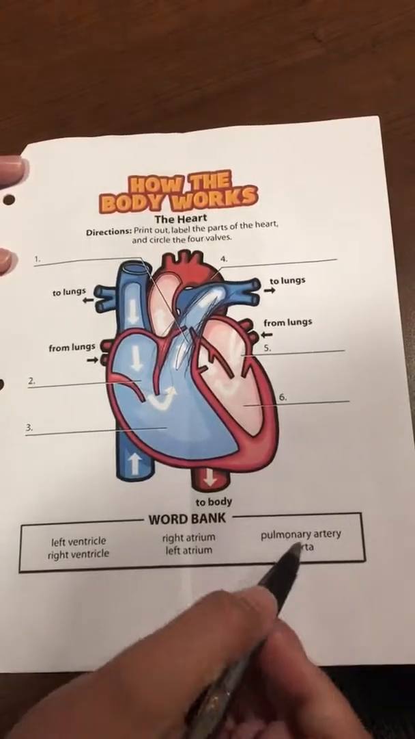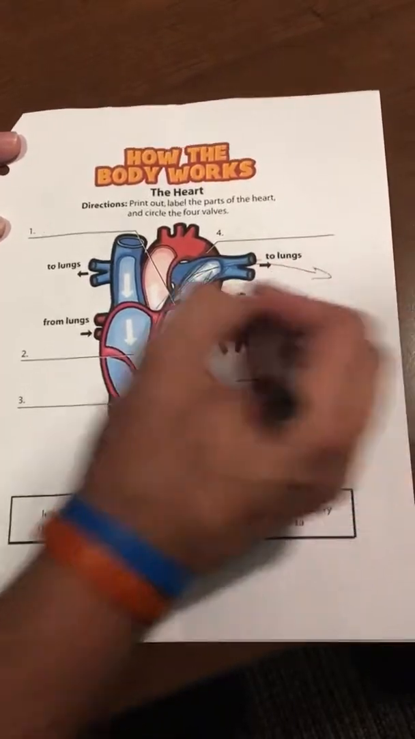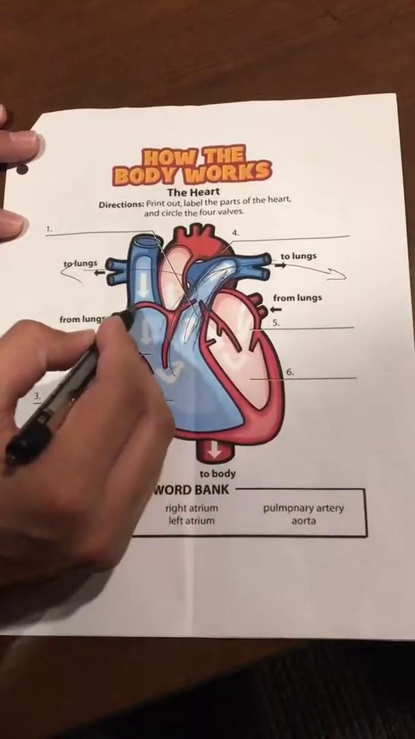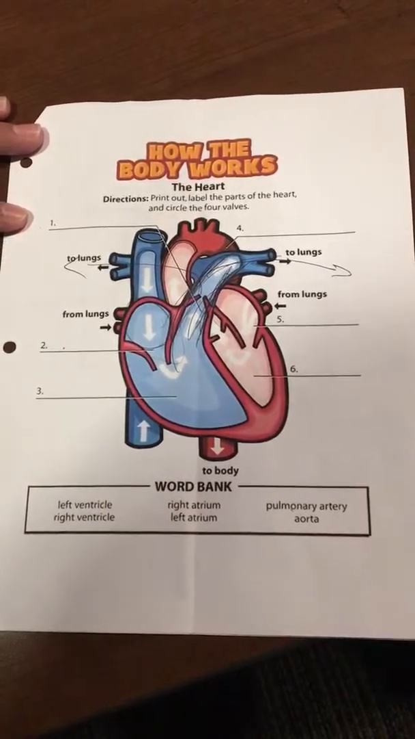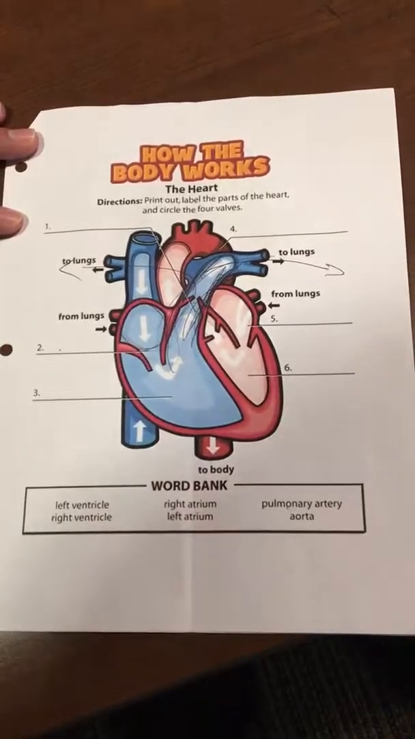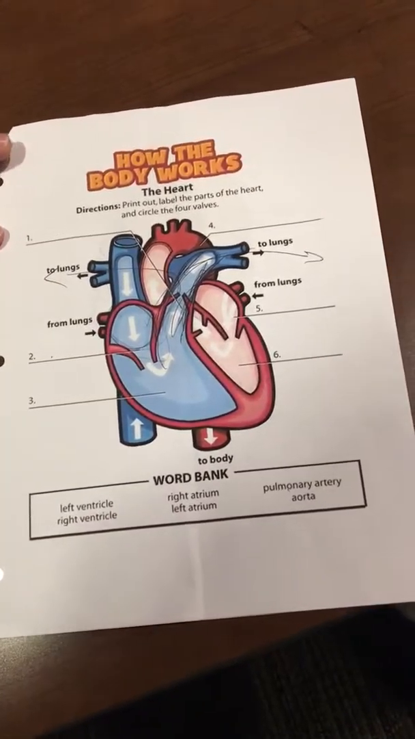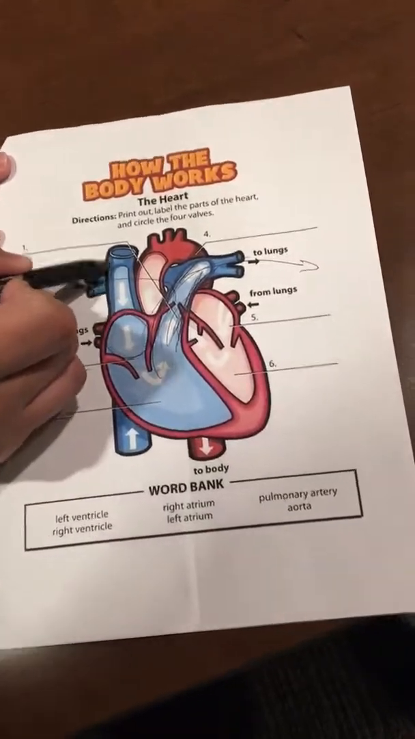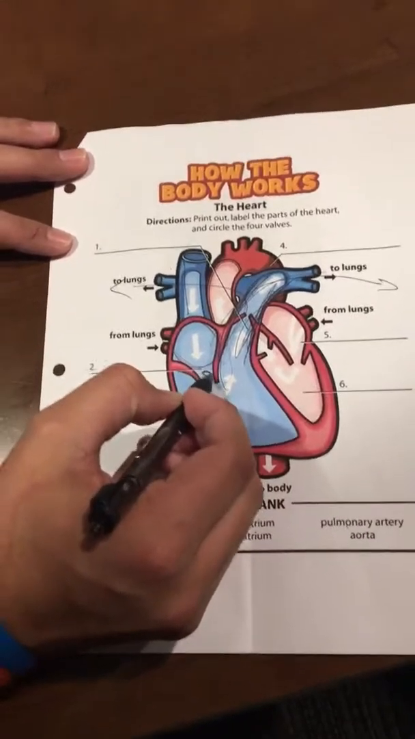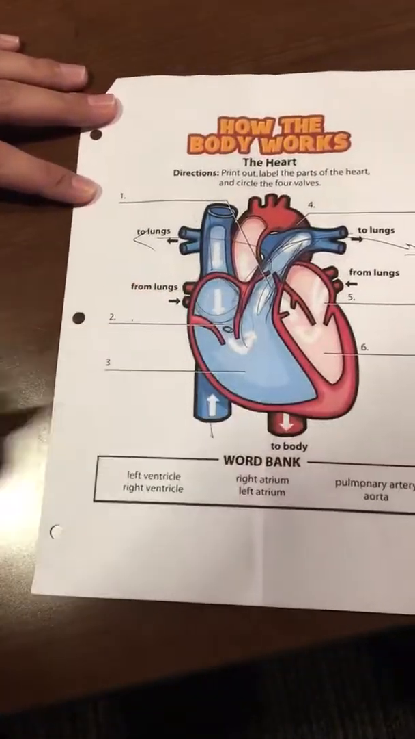Number 1 is the pulmonary artery, which is coming out and going to the lungs. Going down to number 2, this section here is the right atrium. What's flowing into the right atrium? The deoxygenated blood, coming in from the superior and inferior vena cava, and down here, the coronary sinus as well. So, right atrium.